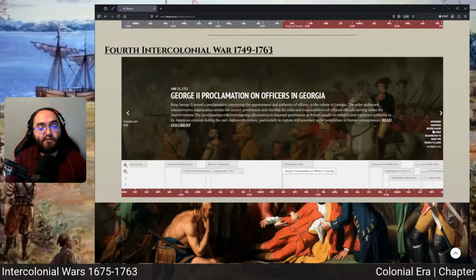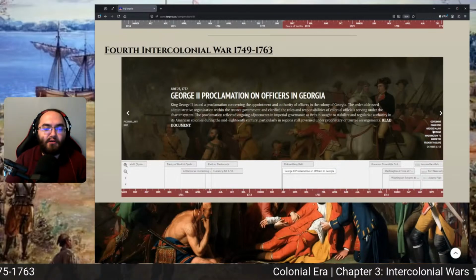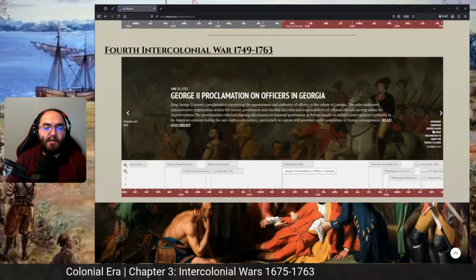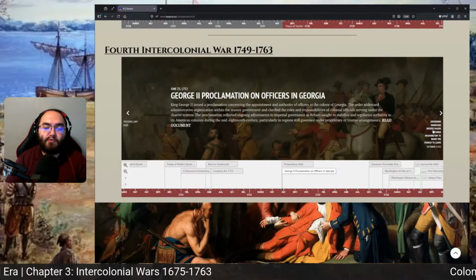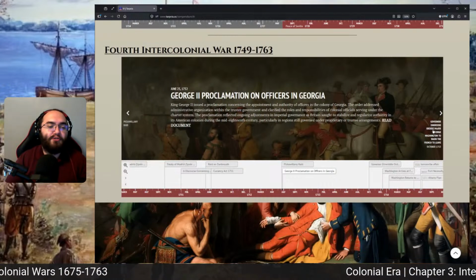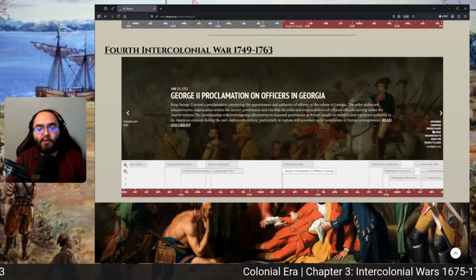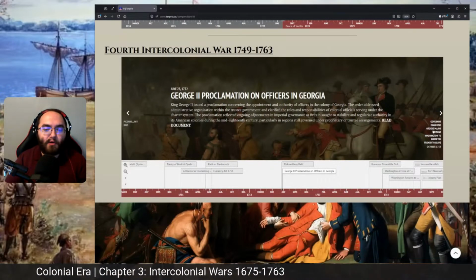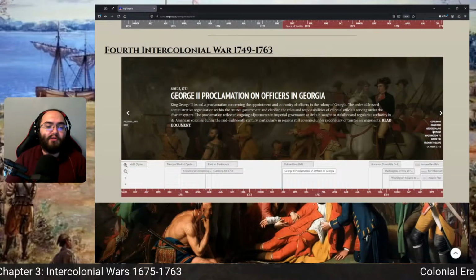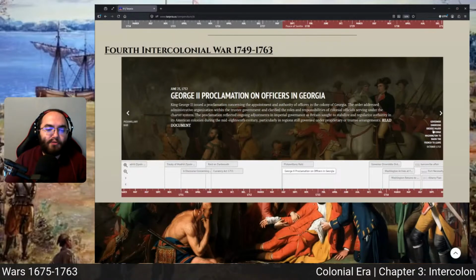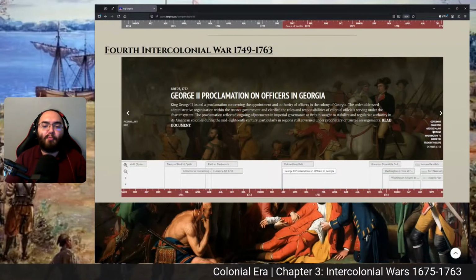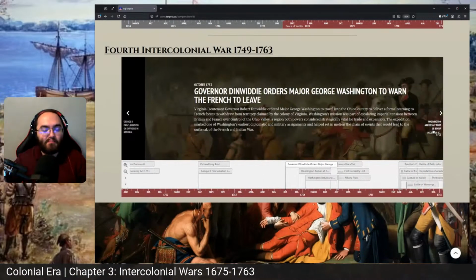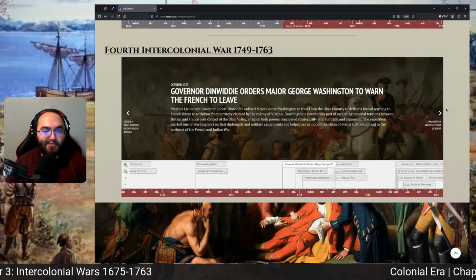And so this proclamation concerning the appointment and authority of officers in the colony of Georgia, the order addressed administrative organization within the trustee government and clarified the roles and responsibilities of colonial officials serving under the charter system. The proclamation reflected ongoing adjustments in imperial governance as Britain sought to stabilize and regularize authority in its American colonies during the mid-18th century, particularly in regions still governed under proprietary or trustee arrangements. So, again, more of the king and parliament trying to regulate the colonies.